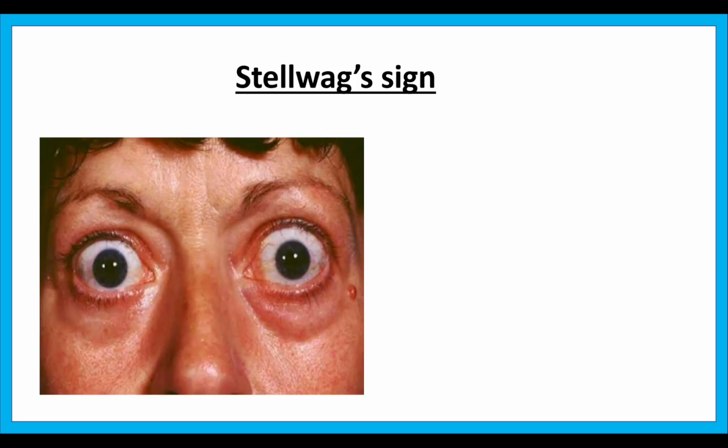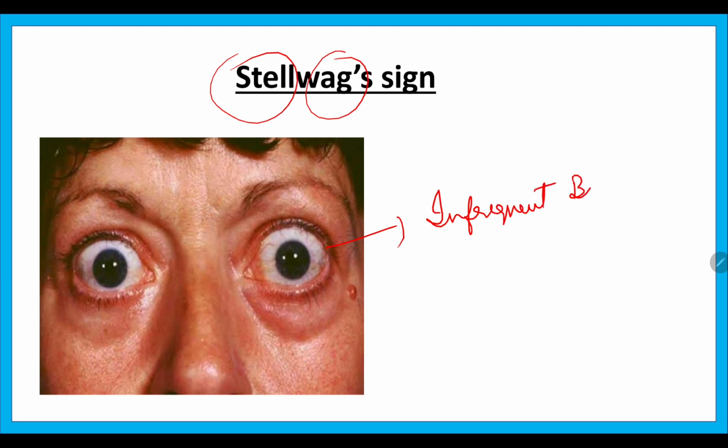Next is Stellwag sign. Again we'll think like Stellwag, someone is stealing and walking. It sounds like stealing and walking, Stellwag sign. When someone is stealing and walking, what will be our look? It is like a staring look, we don't blink. And yes, Stellwag sign is infrequent blinking and staring.